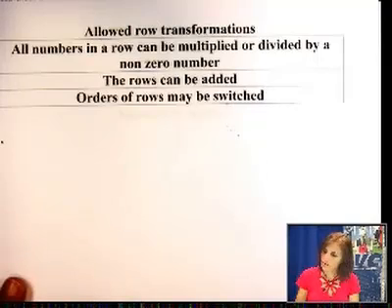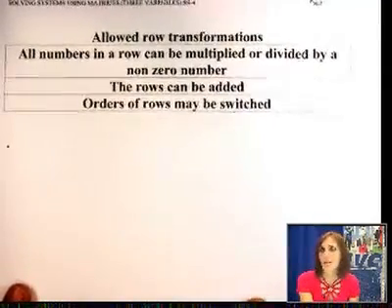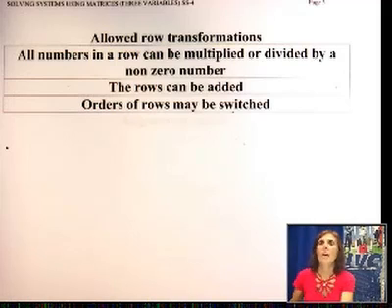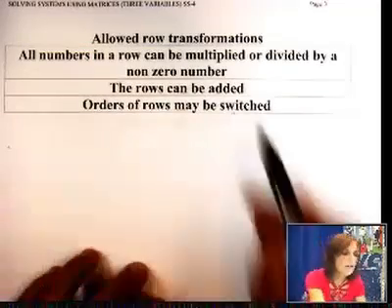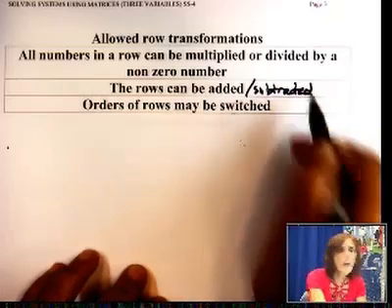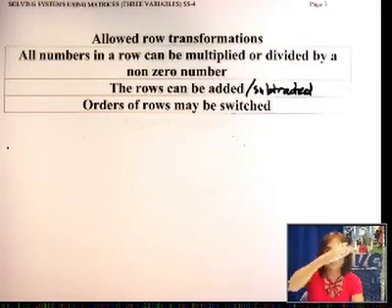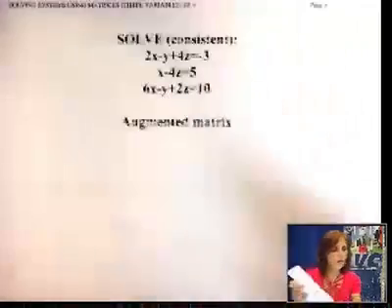Now, what are those row transformations that we're talking about? You're allowed a couple of things, and make sure you understand that. All numbers in a row can be multiplied or divided by a non-zero number. Why do you do that? So that you can eliminate certain things. The rows can be added or subtracted from each other. And you can also switch them. You move one row to third, second to first, and so on. So these are the row transformations that you're allowed.